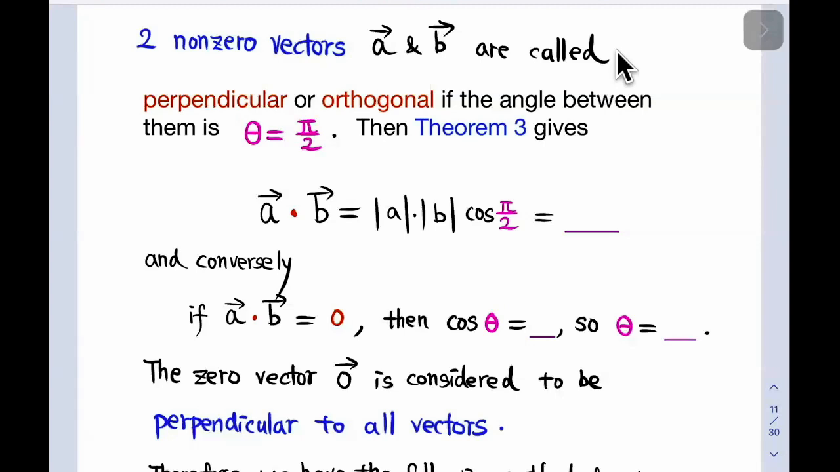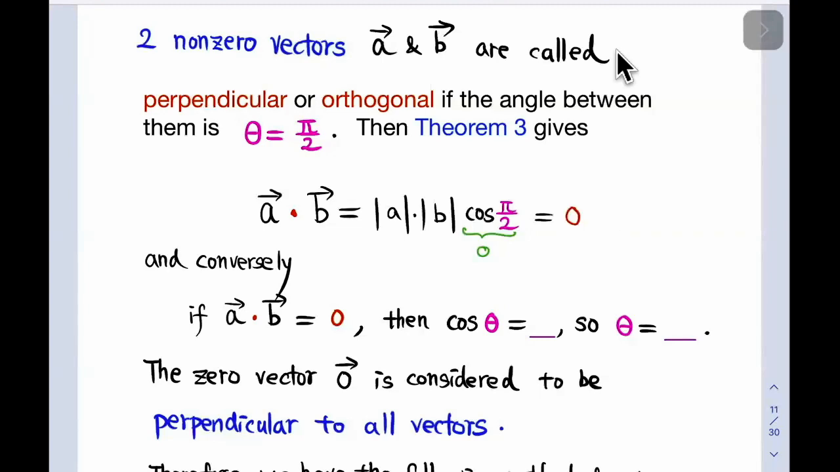Okay, so the dot product of A and B, remember we just talked about, is the magnitude of A times the magnitude of B times cosine of the angle between them, right? So what is cosine of pi over 2? Cosine pi over 2 is? 0. Good job, 0. Okay, so that is 0. And 0 times anything is 0. So the result here will be 0.